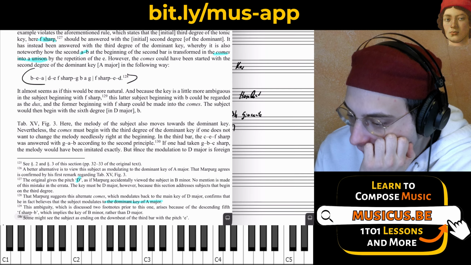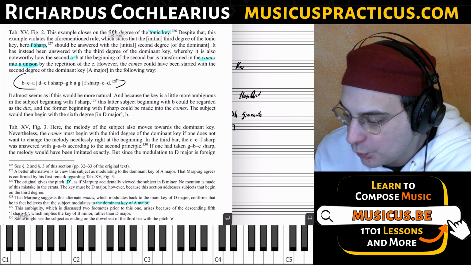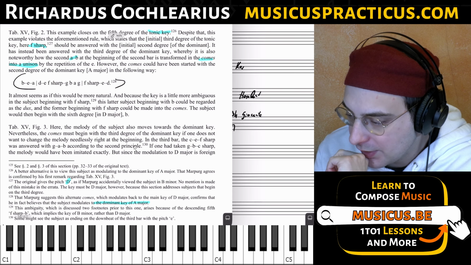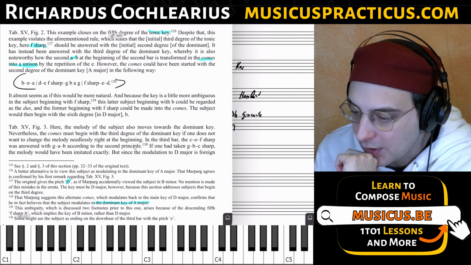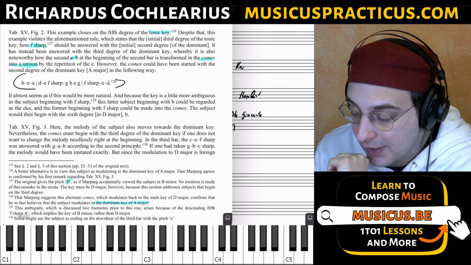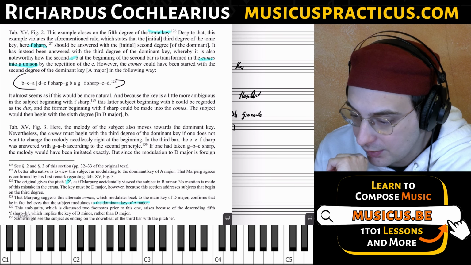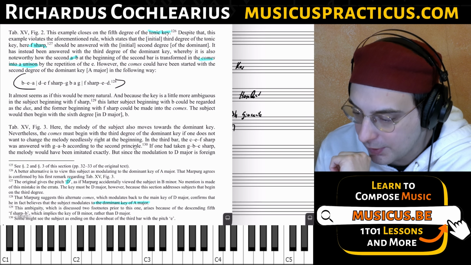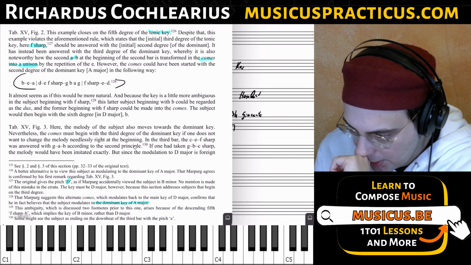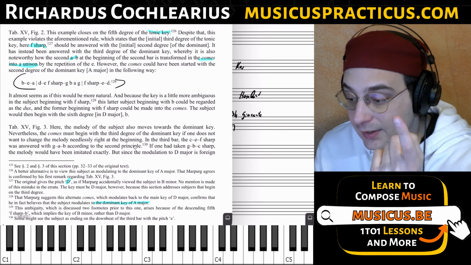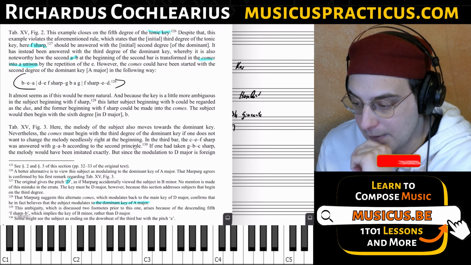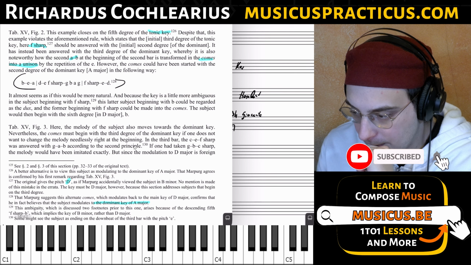it almost seems as if this would be more natural, and because the key is a little more ambiguous in the subject beginning with F sharp, this latter subject beginning with B could be regarded as the dux, and the former beginning with F sharp could be made into the comes. The subject would then begin on the 6th degree in D major, B.